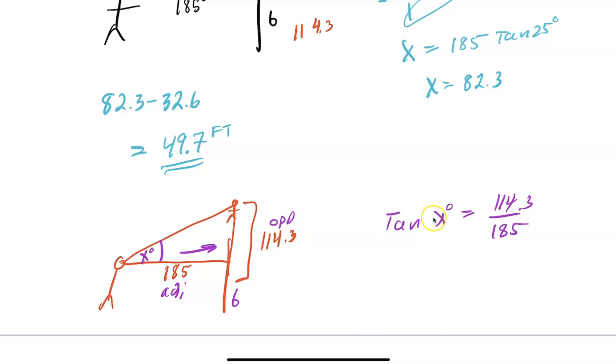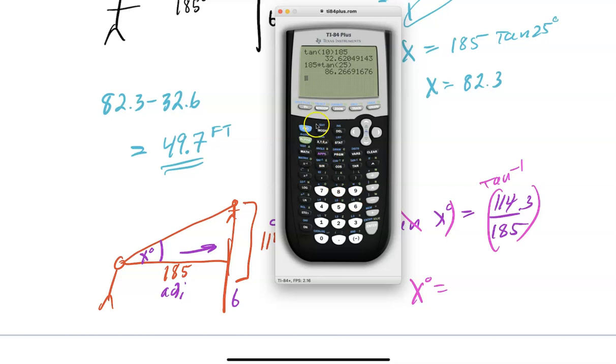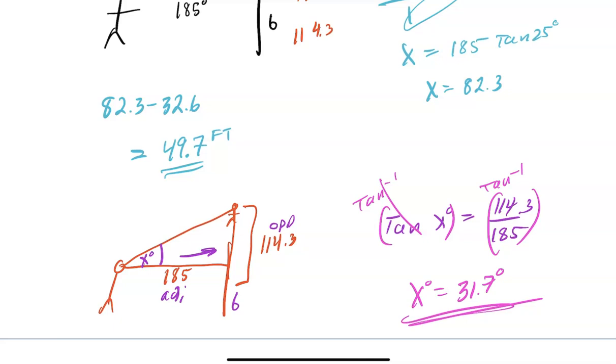Right? Opposite always goes on top. And then we want to get rid of the tan function here, and the way we do that is by doing tan inverse. So we're going to do tan inverse of both sides to find the angle. We put that in our calculator, and then we get our answer: what angle he has to look up to find her. So we're going to do tan inverse of 114.3 divided by 185. And you get 31.7. So that's the angle he has to use to look up to find Emily. And that's the lesson.